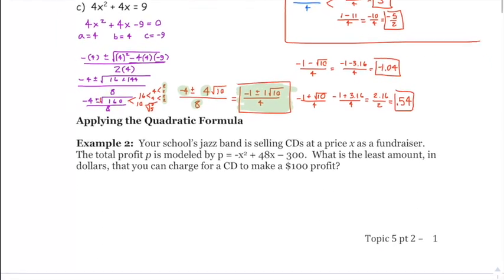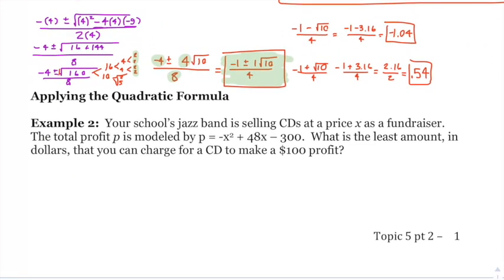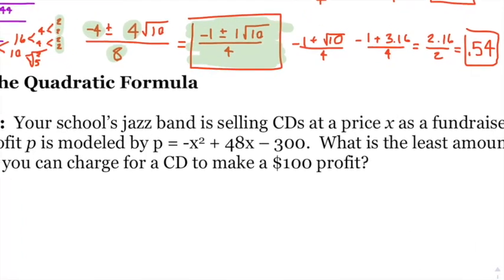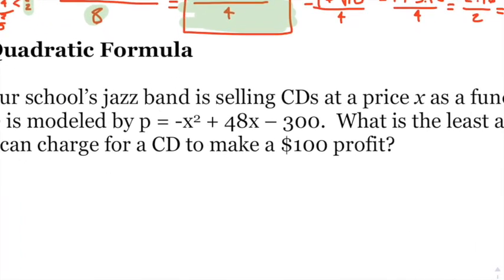Your school's jazz band is selling CDs at price X as a fundraiser. The total profit P is modeled by P equals negative X squared plus 48X minus 300. What is the least amount in dollars that you can charge for a CD to make $100 profit? So I guess we're going to plug in 100 for the other side here, and then we'll write the rest of it out.